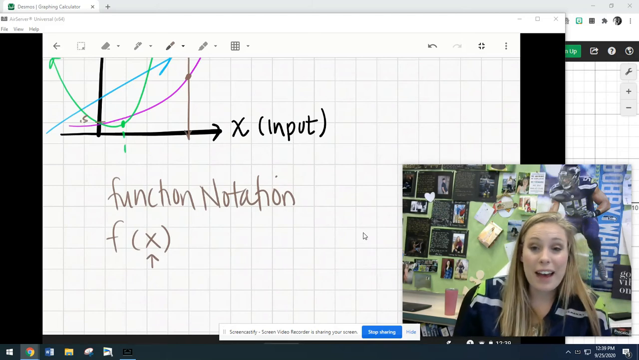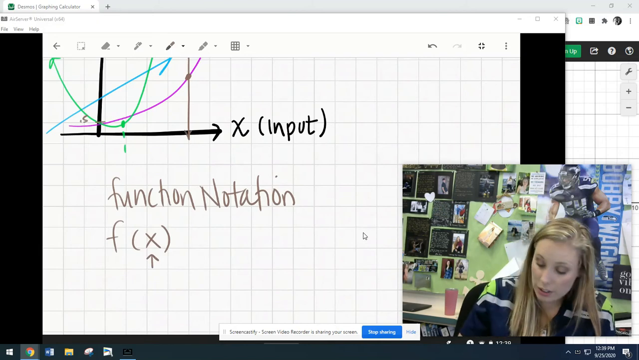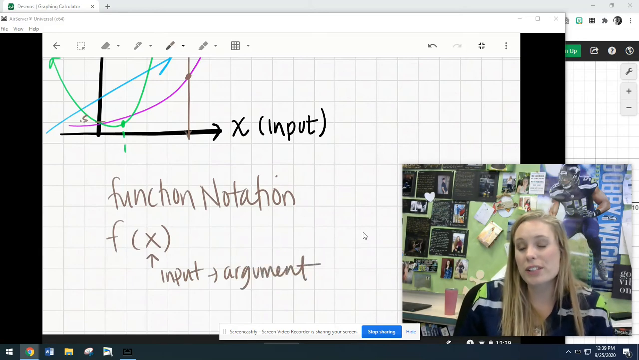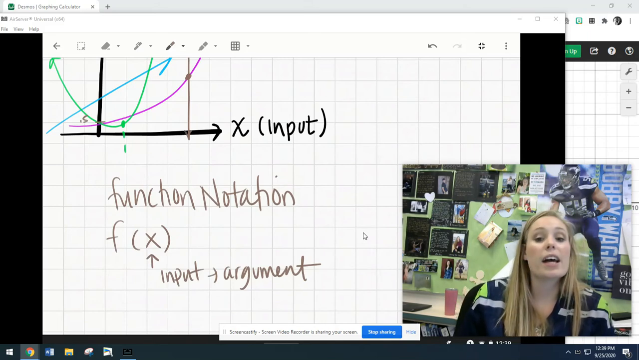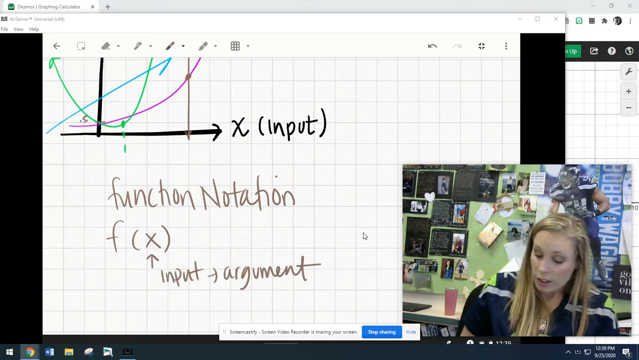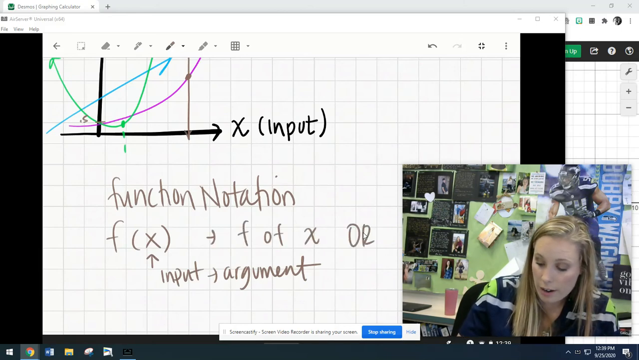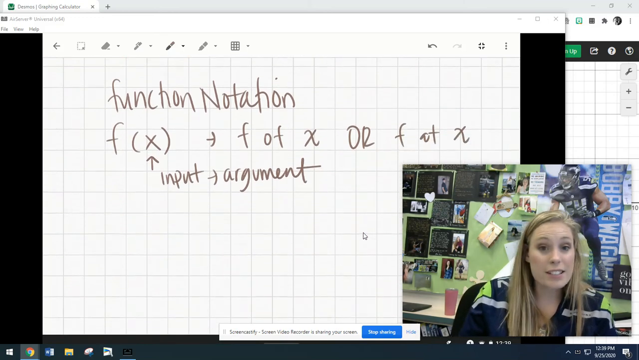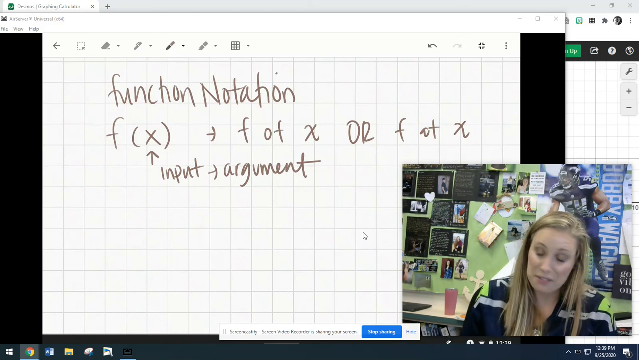So whenever you have something like that, the function notation would say take whatever is in that set of parentheses and plug it in. So that's our input. We also call that the argument. And so sometimes you might hear the argument of this is x. This is read a couple of different ways: f of x or f at x. It is not f times x.